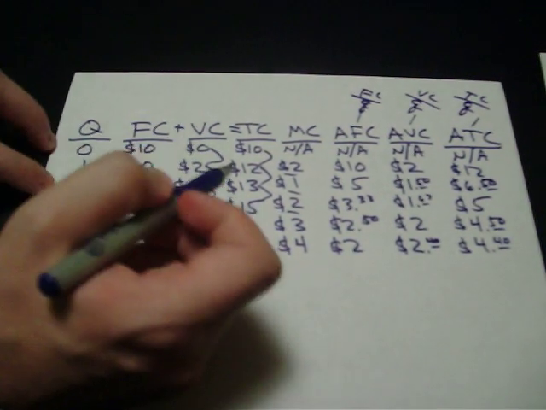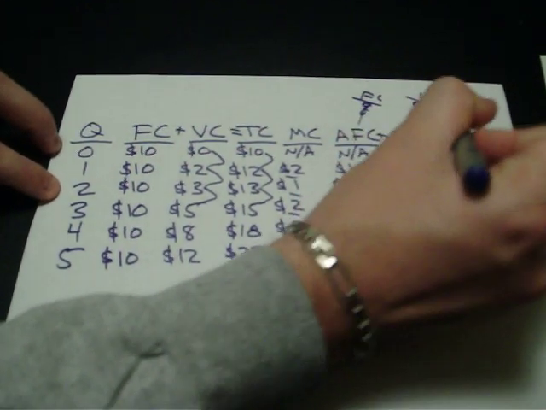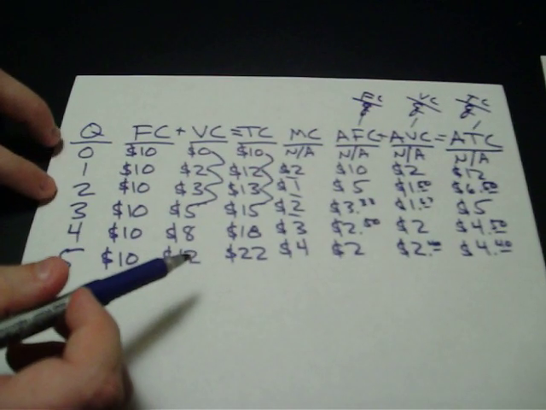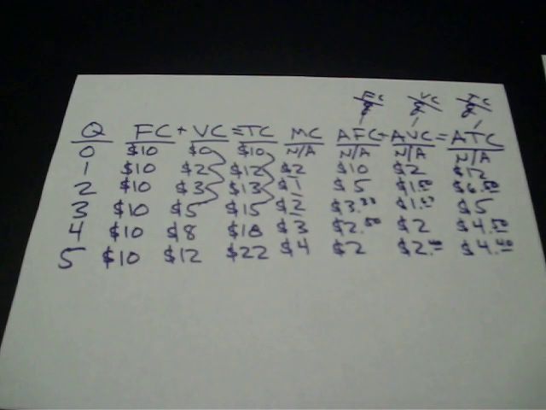The other thing is that these three things should add up together as well. Average fixed plus average variable equals your average total cost.